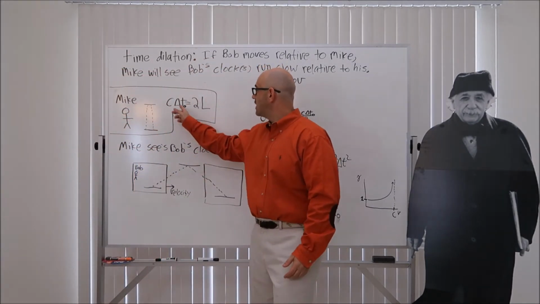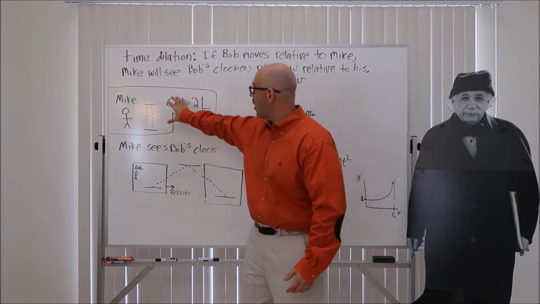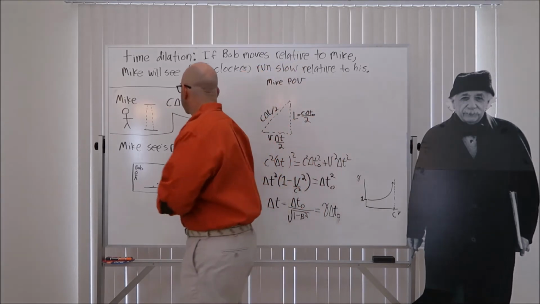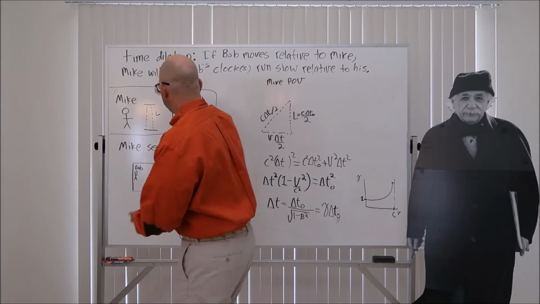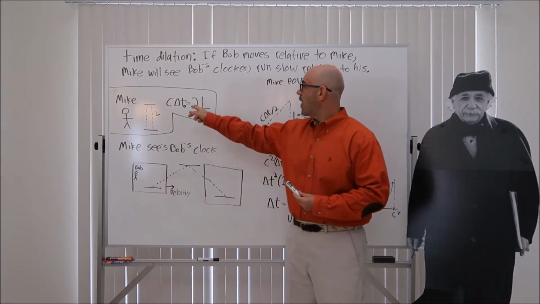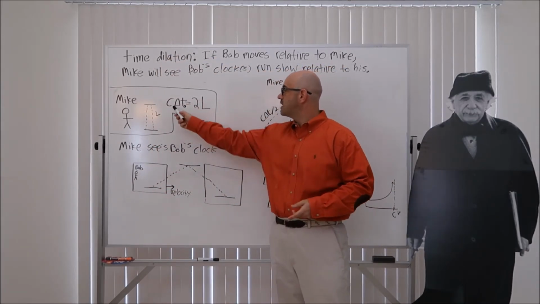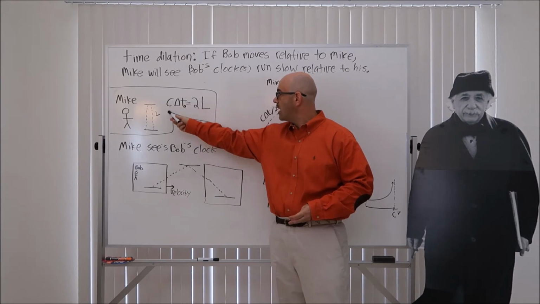And he gets that c delta t0 is equal to 2L. This distance here is L. I guess I should write that. So the distance between the two mirrors is L. Velocity times time is equal to distance. c is the speed of light.